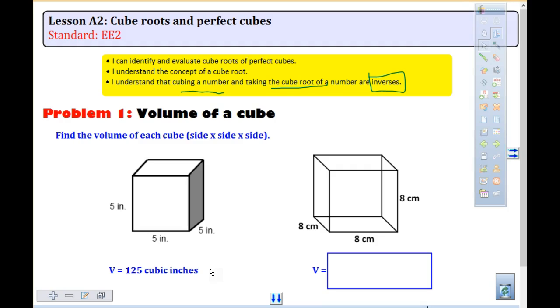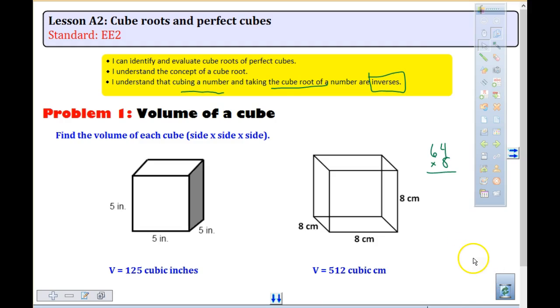When I look at that next one, the numbers aren't quite as nice. 8 times 8, we know, is 64. And if I take 64 times 8, anyone know 64 times 8? 64, we're taking it times 8. That's what that meant, right? So 8 times 8 times 8. This is one that you will be working on memorizing: 512.